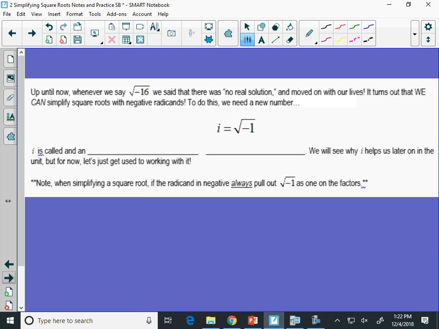You can read it. So up until today, if you saw the square root of negative 16, we were just like, well, can't simplify it. Too bad. Not a real thing. Well, unfortunately, or fortunately for you, depending on how you look at it, you now can simplify that square root. And it comes by knowing that the square root of negative 1 is equal to the number i. i is called an imaginary number.